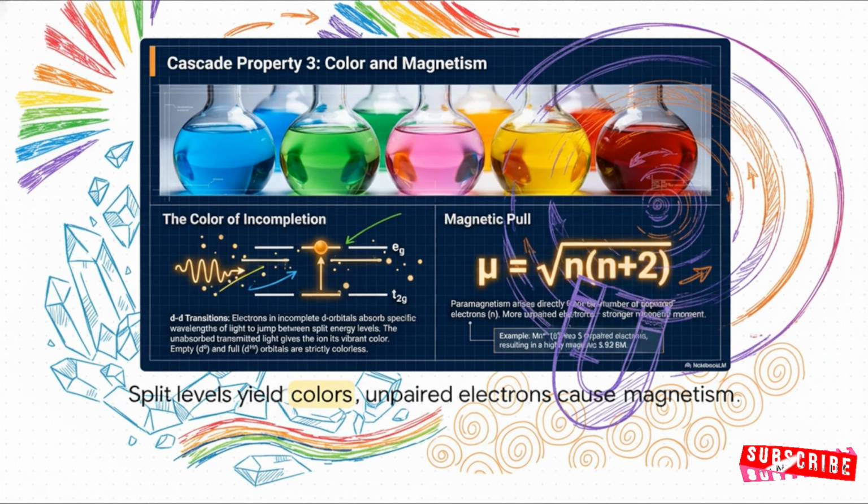And those unpaired electrons we just talked about, they act like tiny little magnets. They align with external fields to generate paramagnetism. More unpaired electrons directly equals a stronger magnetic pole, which you can actually calculate using a simple formula where n is the number of unpaired electrons.